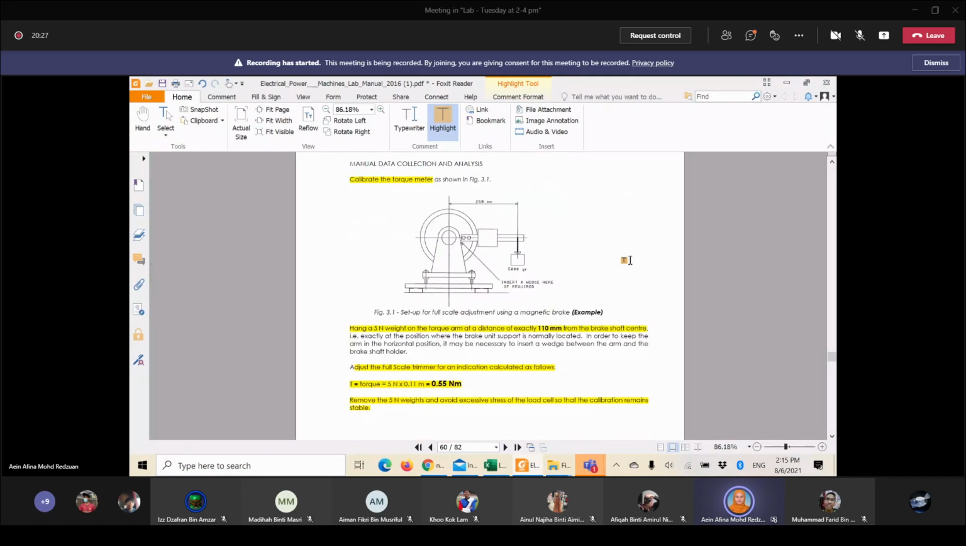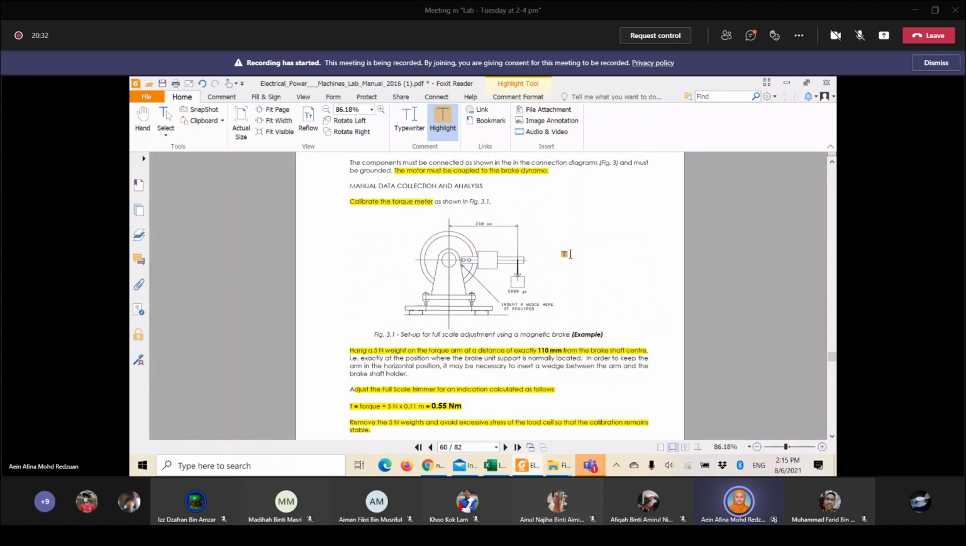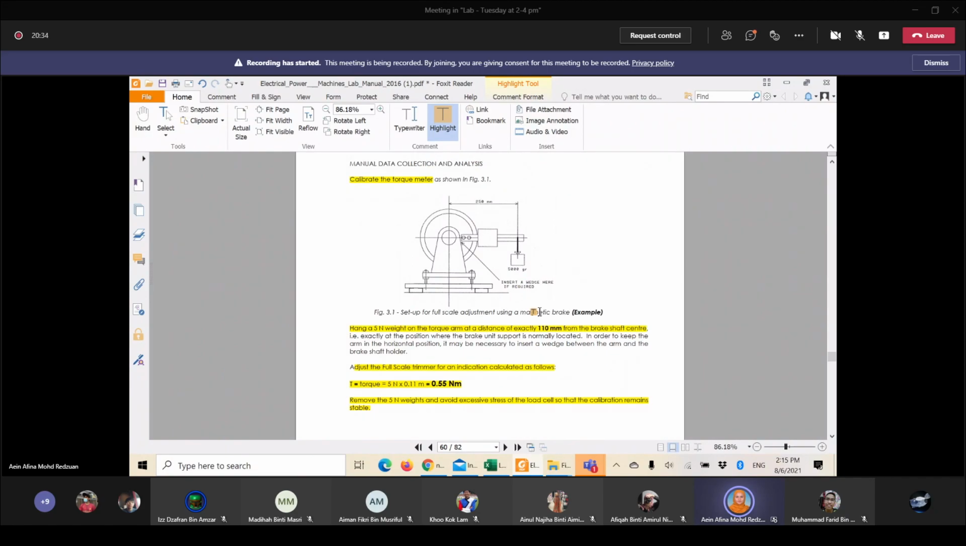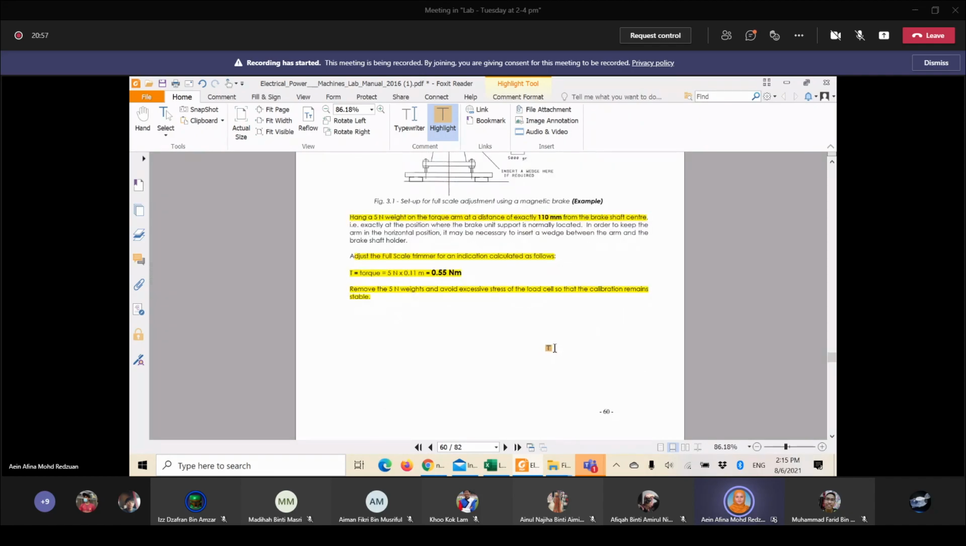Okay, so before we induce the load, we need to calibrate the brake dynamo, which is actually we put 5 Newton of weight at 0.11 distance from the brake dynamo, and you get a torque reading of 0.55 Newton meter. So we're going to calibrate it first. I'm explaining to you what actually happens in the physical lab.